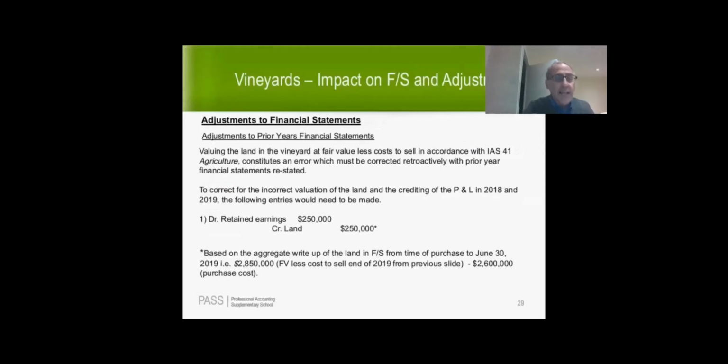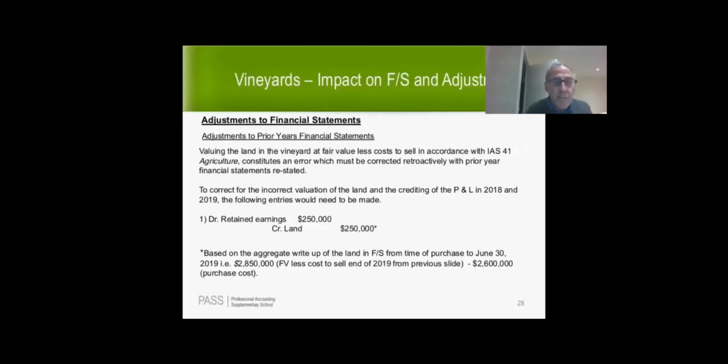So let's take a look, guys, at the entry. Valuing the land in the vineyard at fair value less cost to sell would once again be an error. And we said before that errors are corrected retroactively, or you can use the word retrospectively, it means the same thing, with prior year statements restated. So to correct the incorrect valuation of the land and the crediting of the P&L in 018 and 019, the following entry would be made.